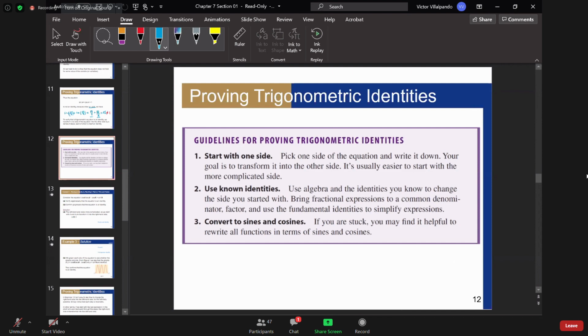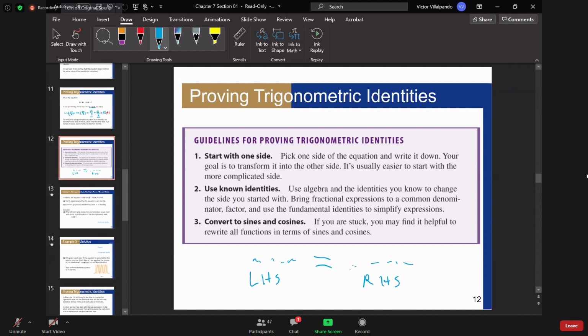So they say step 1, start with one side. Because now we have an equal side. We're going to have some stuff here and some stuff on the right-hand side. So this is left-hand side, right-hand side, right? Pretty easy. So that's what they say.